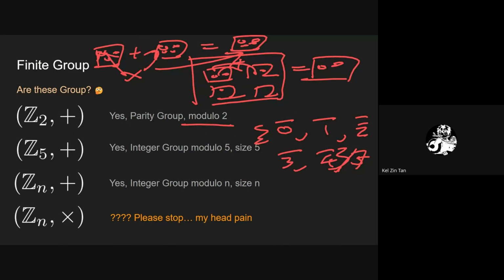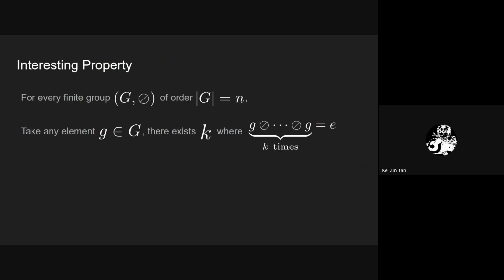So let me just quickly continue. This is the last part. Before I end on the topic of groups, I want to share one interesting property. Suppose we have a finite group G with the operation slash, and the order of the group is n. Remember, this is just the size. Now we take any element g.